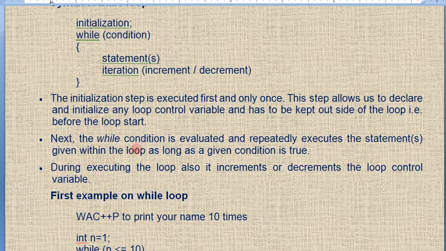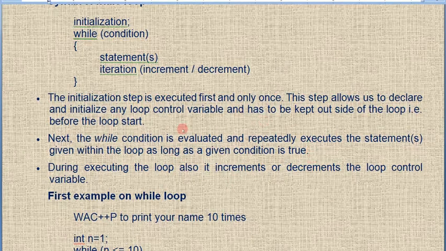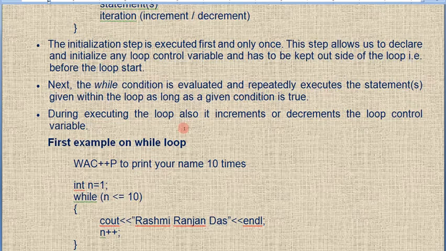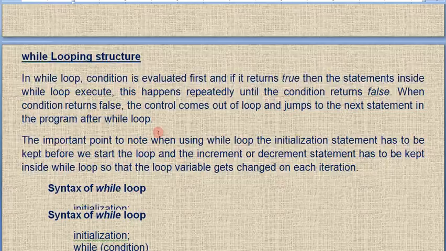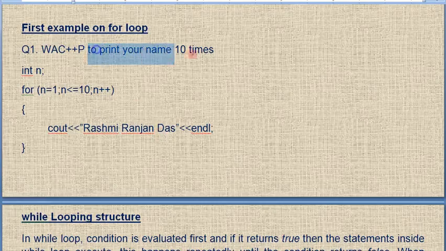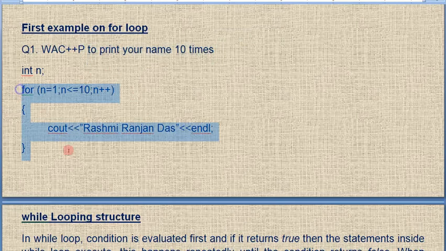Okay, now we will concentrate on an example, a simple example. You will understand more clearly after watching the example. Now let's check the example. The example is saying that we have to print our name 10 times. In the case of the for loop, we had seen the same example, and we did the program here.